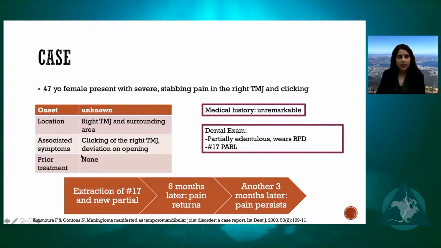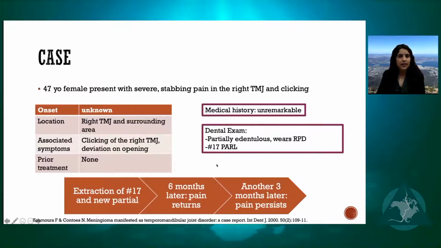There wasn't any prior history of treatment. They did state that the pain increased with movement of the jaw. And even her medical history was unremarkable. Dental history was pretty unremarkable too. She was partially edentulous and wore an RPD. Interestingly, the authors did find a periapical radiolucency on imaging on number 17.